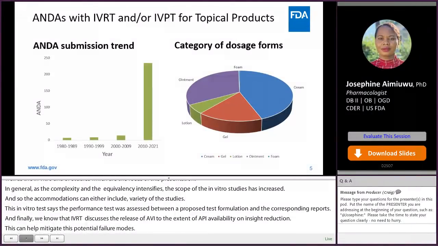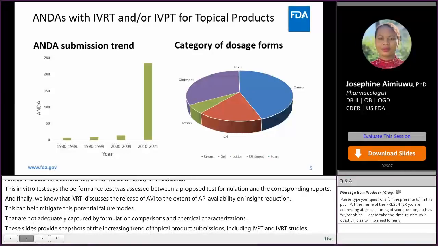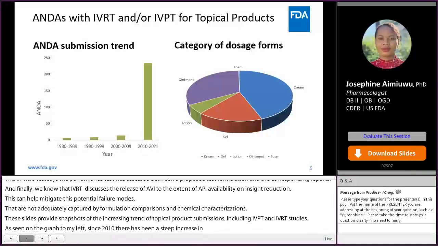This slide provides a snapshot of the increasing trend of topical product submissions containing IVRT and IVPT studies and the type of dosage forms in those submissions. As seen from the graph to my left, since 2010 there has been a steep increase in the number of ANDAs with either IVRT and/or IVPT studies. This may be due to a better understanding of these in vitro tests and the agency's publications of PSGs containing in vitro options for topical products.